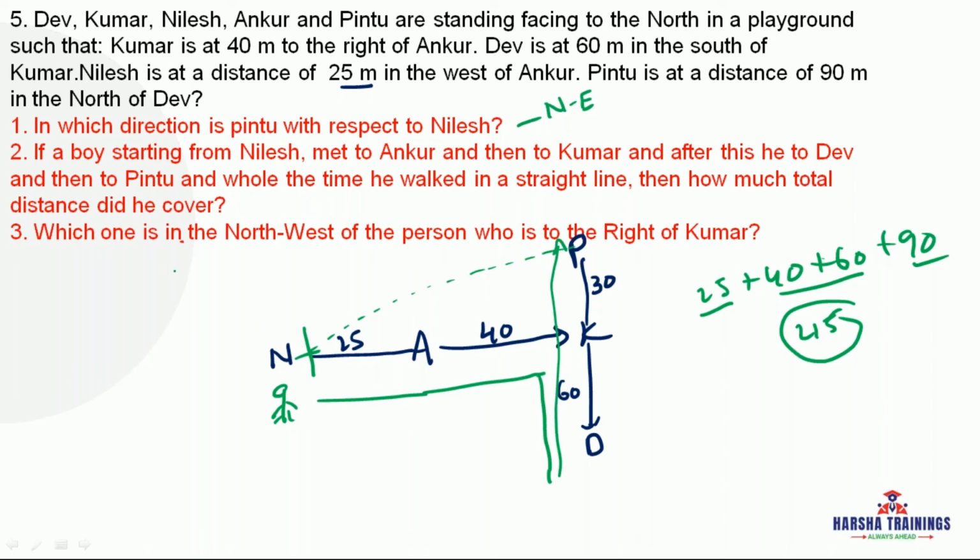And next, coming to the third question. Which one is in the northwest of a person who is to the right of Kumar? Which person is in the northwest direction of the person on Kumar's right-hand side? Is it clear, guys, all of you? First question answer is northeast, second question answer is 215, and third question answer is Pintu.